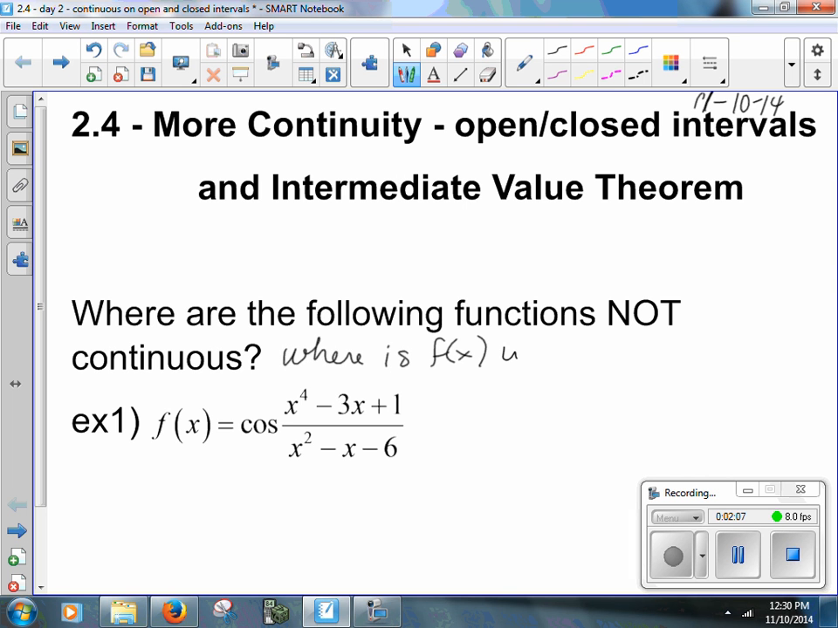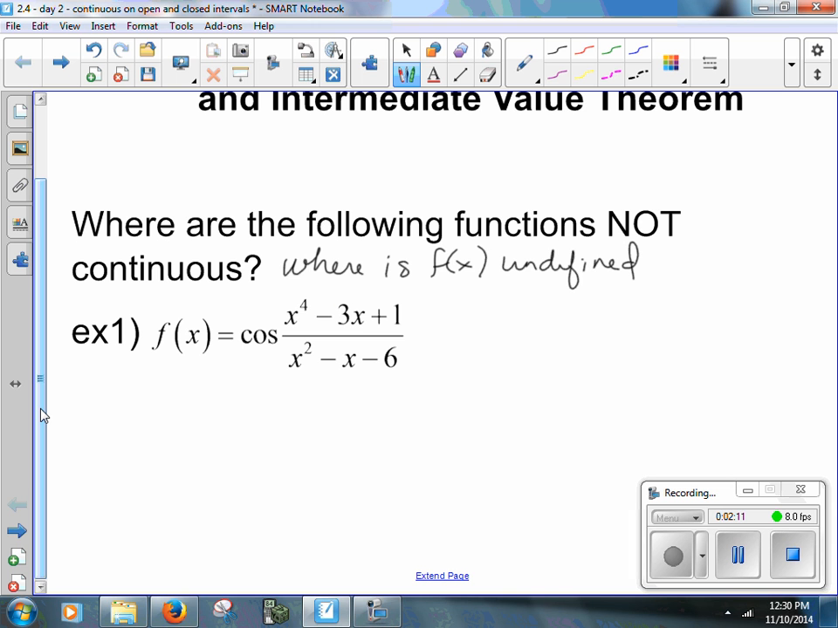Where is f of x undefined? If the function is undefined, then there's a zero in the denominator. There has to be a zero in the denominator. So in order to find those values, what am I going to do with this denominator? I'm going to set the denominator equal to 0, and then we're going to solve like normal, correct?